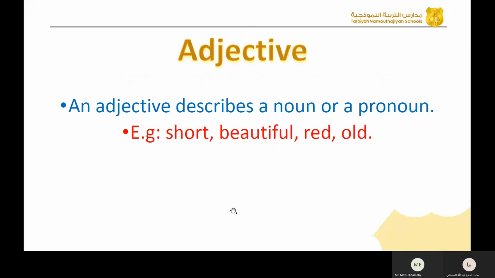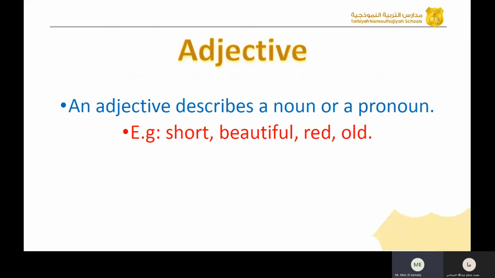Adjective. What is an adjective? In this case, I would like to show you the difference between the adjective and the adverb. But after explaining the adjective and the adverb, I will tell you the difference between them. What is the adjective? An adjective describes a noun or a pronoun.